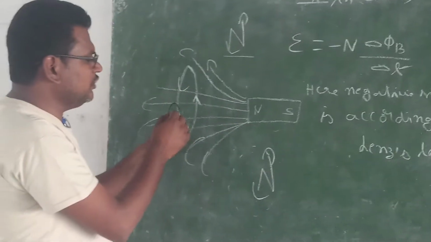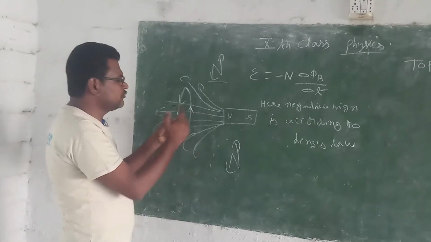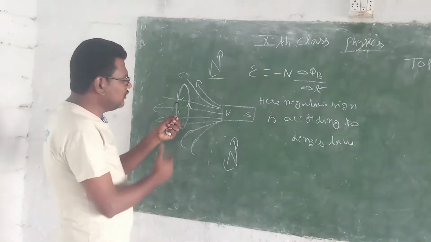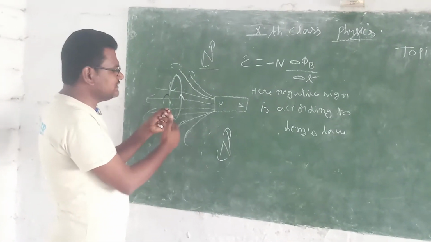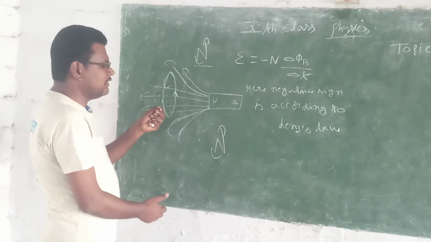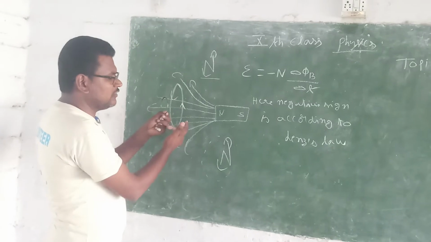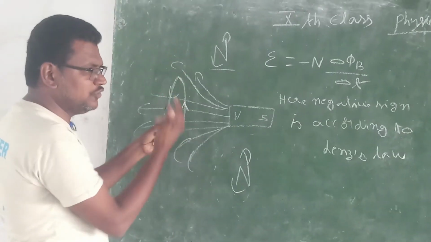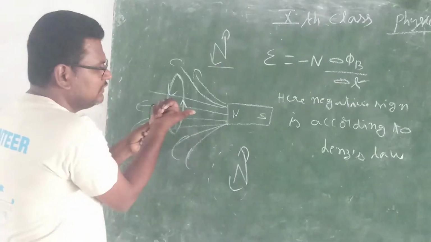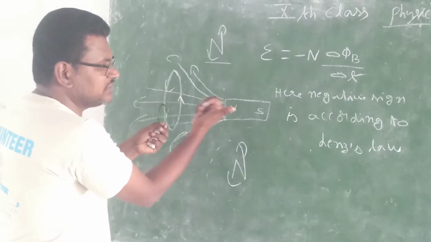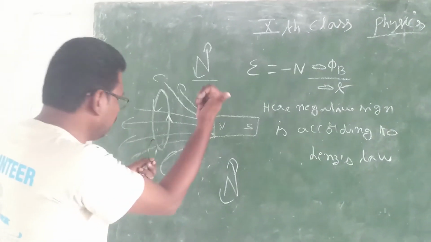Now, this induced current further produces a magnetic field. Let's see in what direction it produces the magnetic field. Take the fingers of your right hand in the anti-clockwise direction, the direction of the induced current. Then the thumb represents the direction of the magnetic field lines produced.